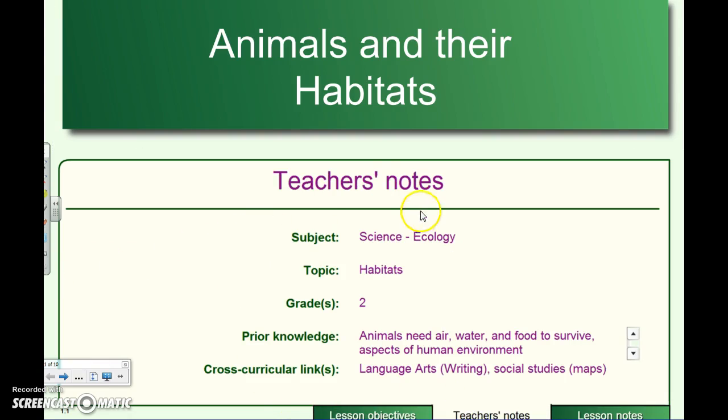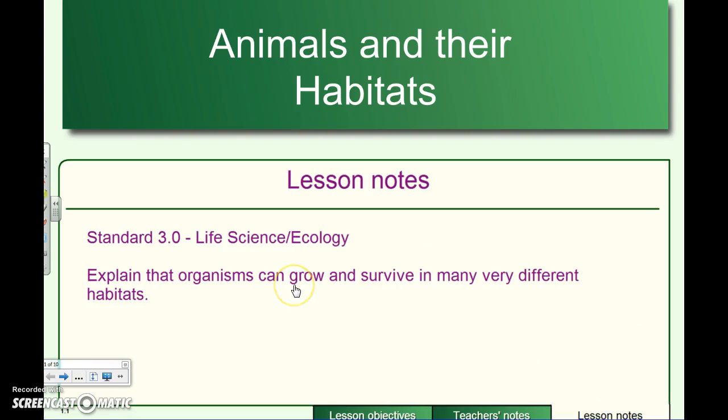This is just some notes on the different standards and the grade. So this is second grade for science. The topic is habitats. The standard is 3.0 Life Science Ecology, and we are going to be able to explain that organisms can grow and survive in many different habitats.